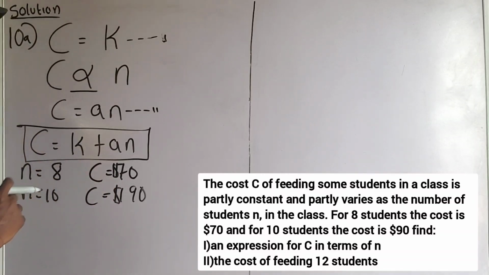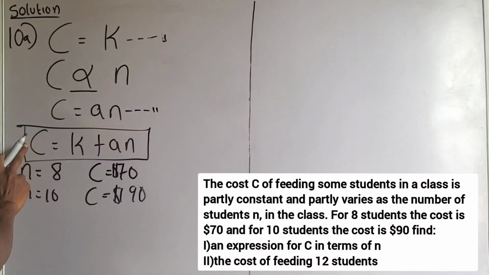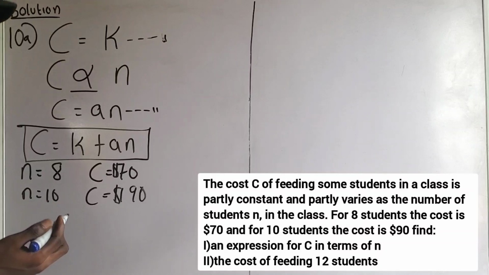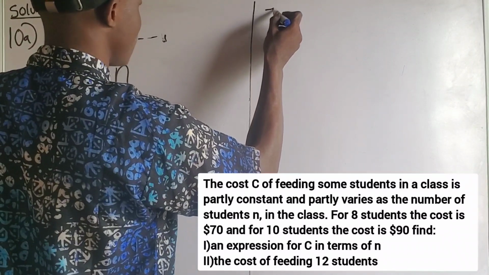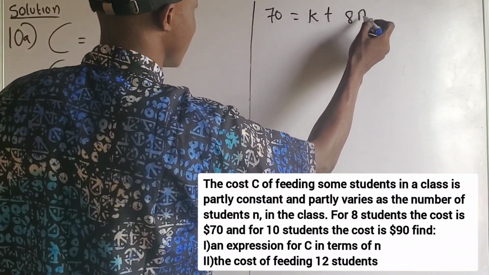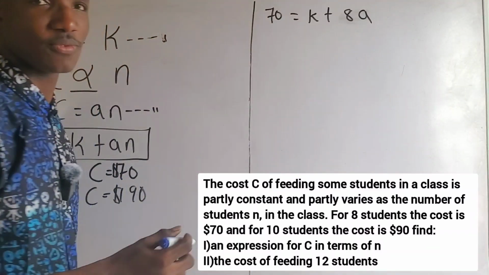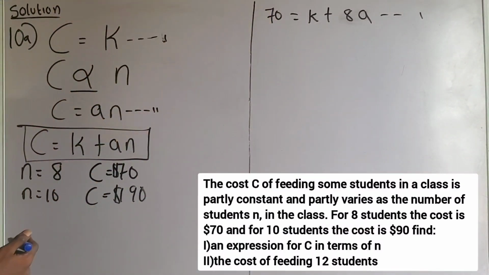So let us replace the value of N and C into this equation. Are you getting it? You know that partial variation always leads to simultaneous equations. So when N is 8 and C is 70, I'm going to have 70 equals K plus 8A. That is the first equation, equation 1.